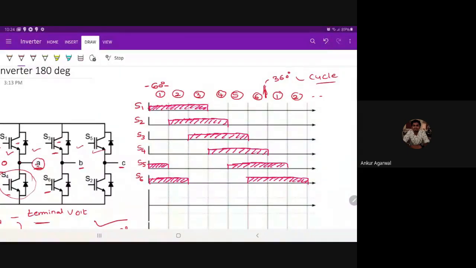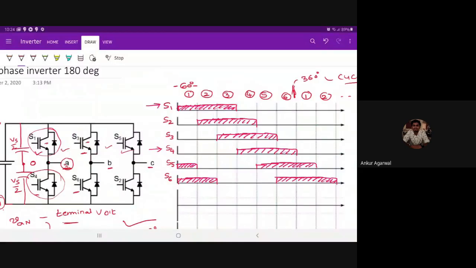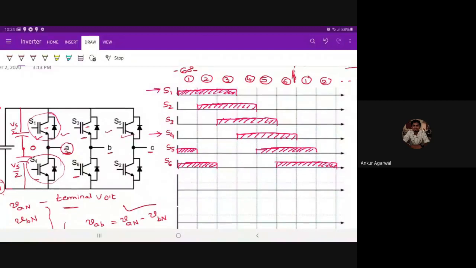If you notice, S1 and S4 are complementary, right? When S1 is on, S4 is off. Again S1 is on, S4 is off. This S1 is the upper switch and this is the bottom switch, so both switches must be complementary. The same thing is followed here, right? Clear?